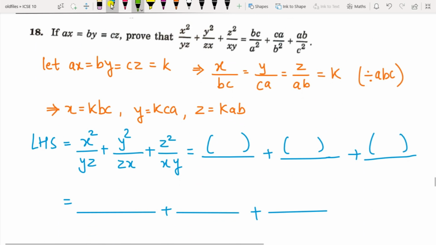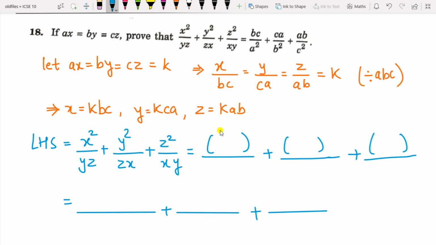Question 18 here is, if AX equal to BY equal to CZ, prove that this equation is equal to this equation. So this is the given ratio now. It is not a ratio, but it is a value, it is given. Let it be equal to K. Divide this whole equation by ABC. Now you get the ratio as x upon BC equal to y upon CA equal to z upon AB, that is equal to k. So the value of x will become KBC, the value of y will be KCA, and the value of z will be KAB.